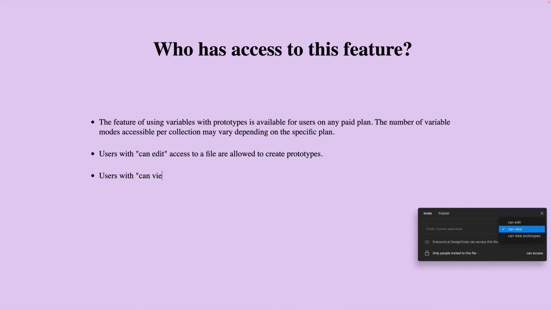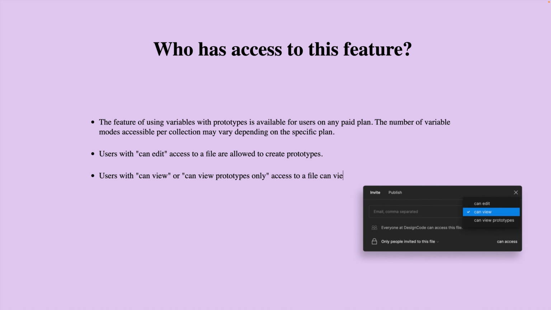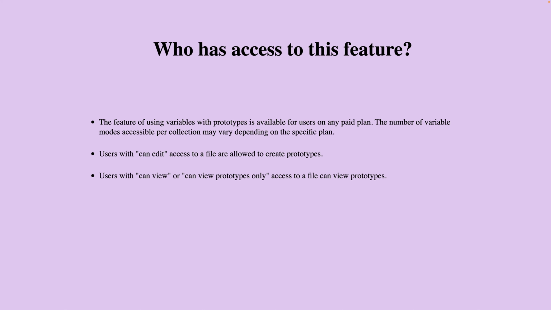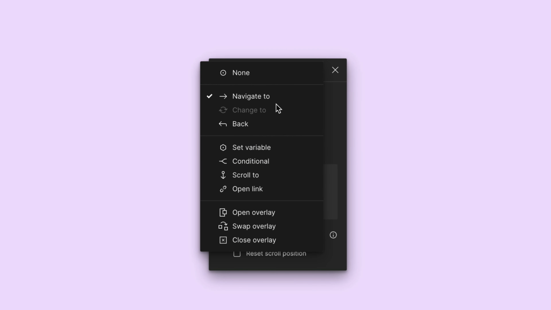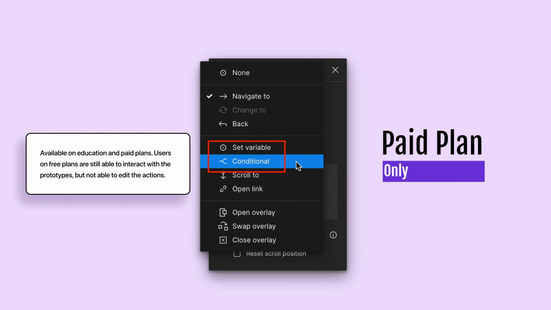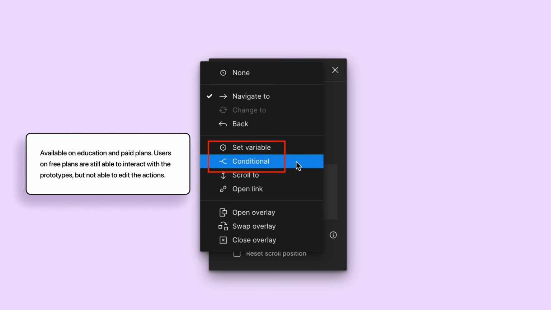And users with CanView or CanView prototypes only access to a file can view prototypes. Variables are like little containers that hold important information about your design elements. Figma has introduced two super cool prototyping actions called setVariable and conditional. However, these actions are available only for folks on the paid plans.